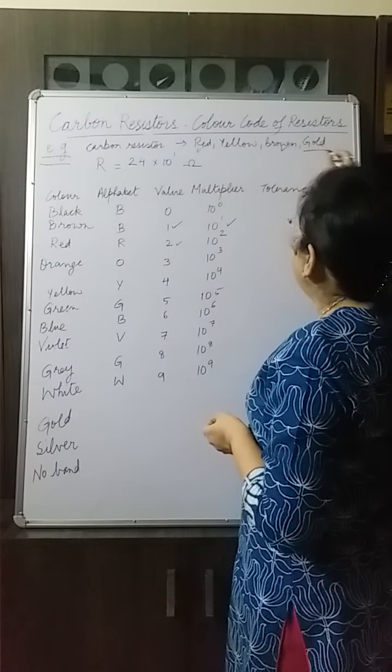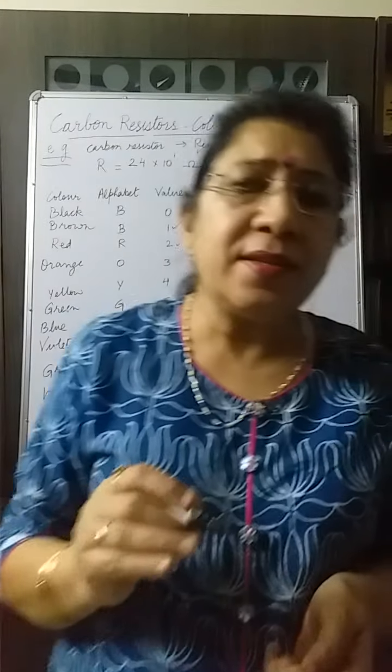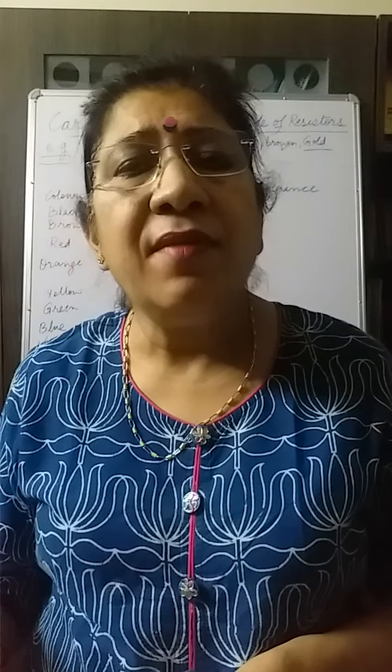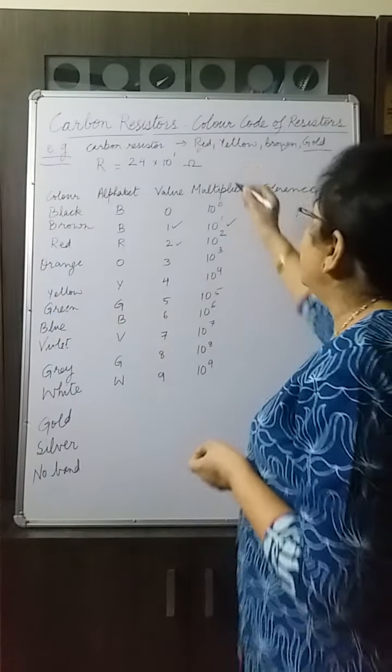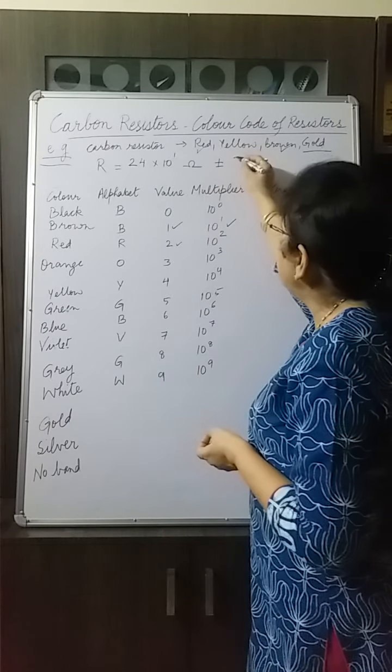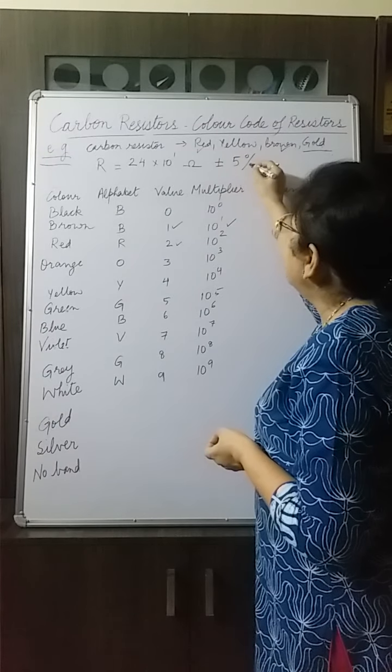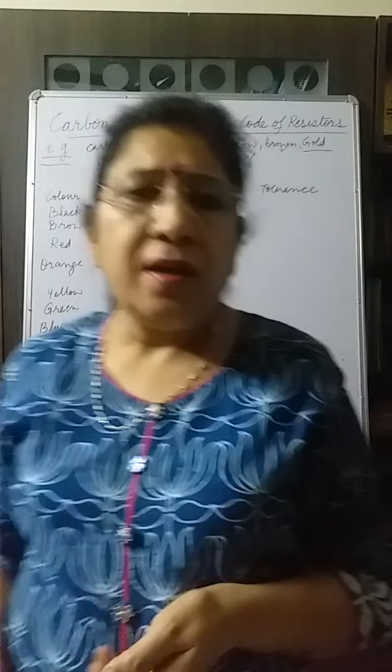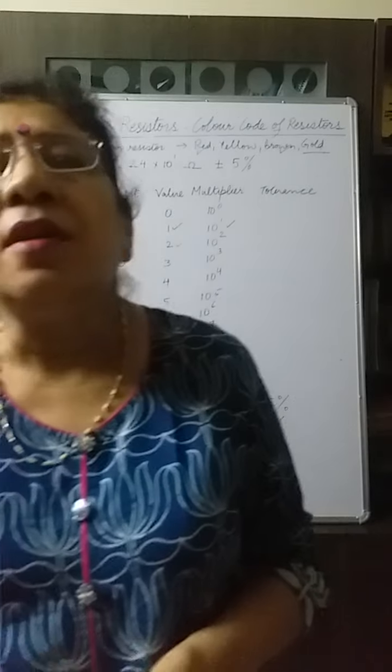The fourth band indicates tolerance, that is, a variation in the value of the resistance. So plus or minus, gold has a value of 5%, so we can write 5% here. In this way we can evaluate the resistance whenever we have a carbon resistor, and we can use it in different electrical or electronic circuits.